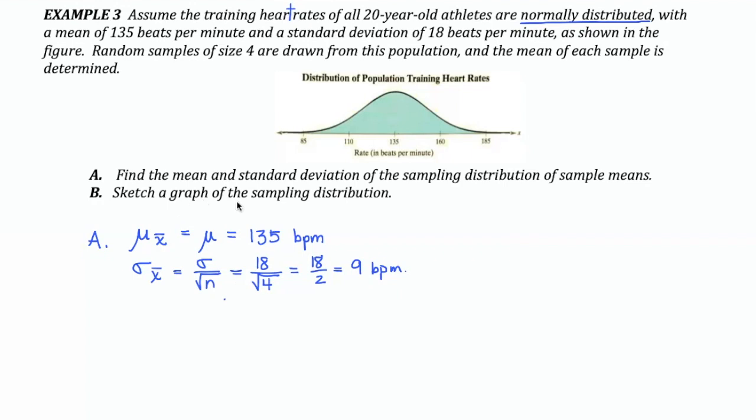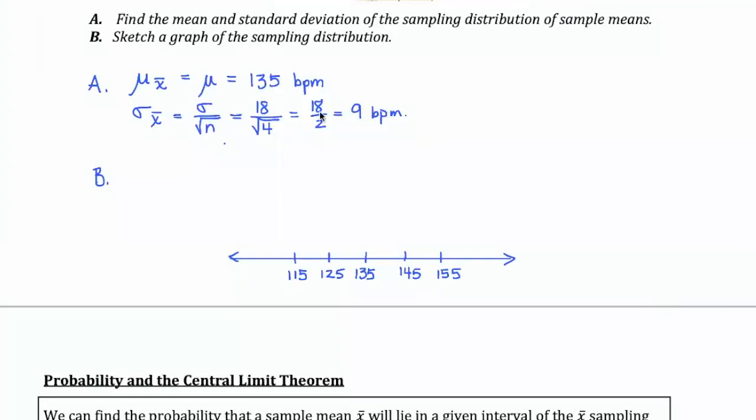Now we're supposed to sketch the graph of this sampling distribution. Again, we know it's going to be a normal distribution with the center of the distribution being at 135 beats per minute. So I'm going to go ahead and set up a number line where 135 is roughly in the center. Because my standard deviation is 9 this time, I'm not just going to count 1 unit in each direction. I'm going to round 9 off to 10, and you'll notice I went and counted off steps of 10 in each direction from 135. So the line of symmetry for this distribution needs to be at the mean, which is 135.